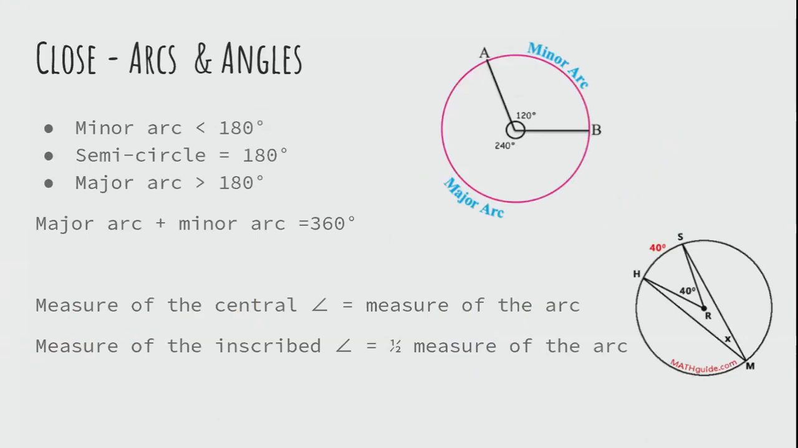So far so close. We finally got to the end of this one. This is a good thing. When we talk about arcs and angles, a minor arc is greater than 0 but less than 180 degrees.